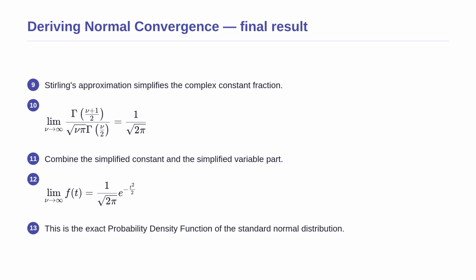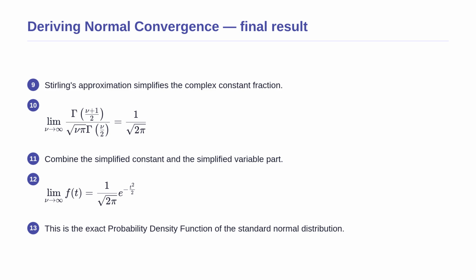Finally, we bring everything together to get our final result. We just found that the variable part becomes e to the power of negative t squared over 2, which is the exact core shape of the standard normal bell curve. Meanwhile, using an advanced mathematical tool called Stirling's approximation, it can be shown that the complex constant fraction involving the gamma functions perfectly simplifies to 1 over the square root of 2 pi as nu approaches infinity.